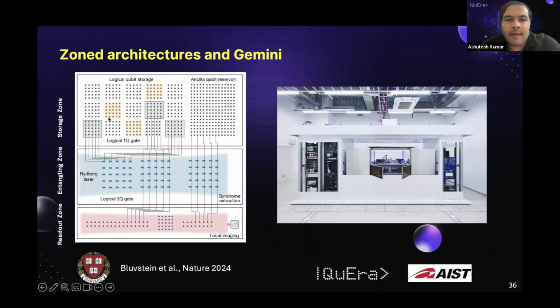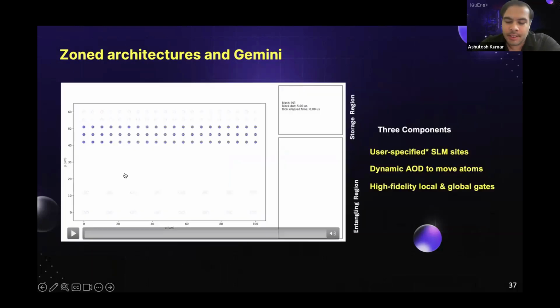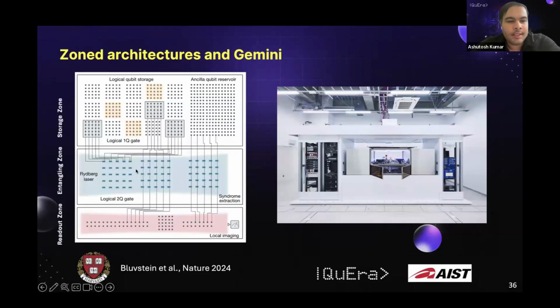So here we have a zoned architecture. Our whole quantum computer is divided into different zones. Here we have the storage zone, where the atoms are stored, bound by the optical tweezers. This is a reservoir. In case of atom loss, you can replenish the storage zone from here. Then this is the entangling zone. You bring the atoms from the storage zone to the entangling zone, shine the laser, and create the gates. And then if you want to measure them, you can carry the atoms further to the readout zone, do the imaging using a camera, and use it to do the feed-forward operations.